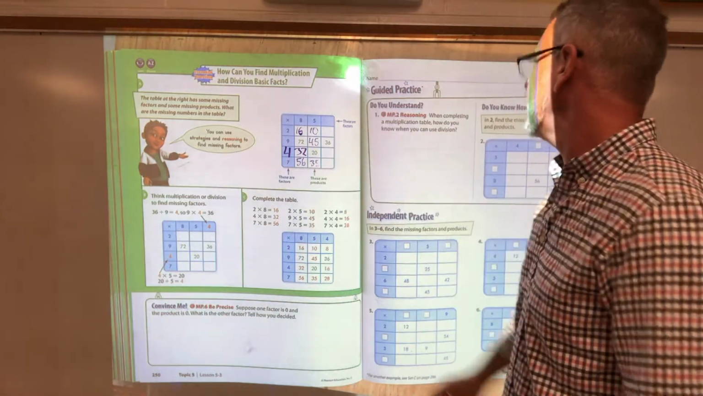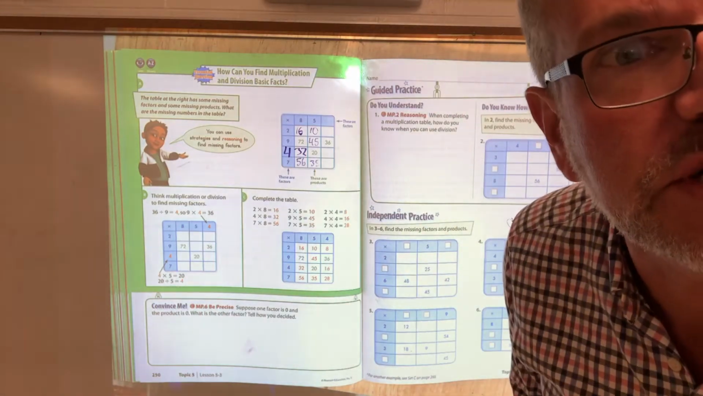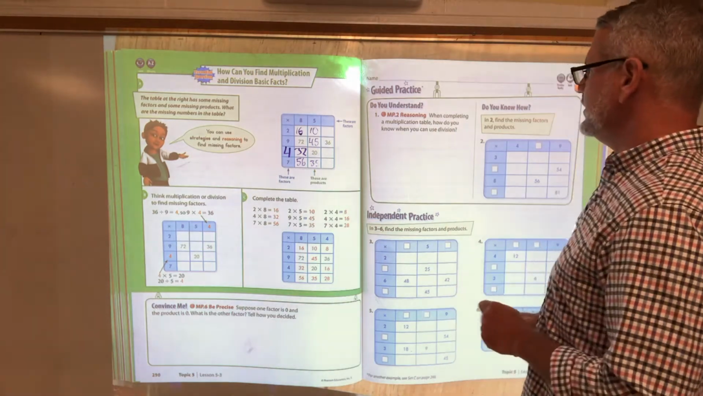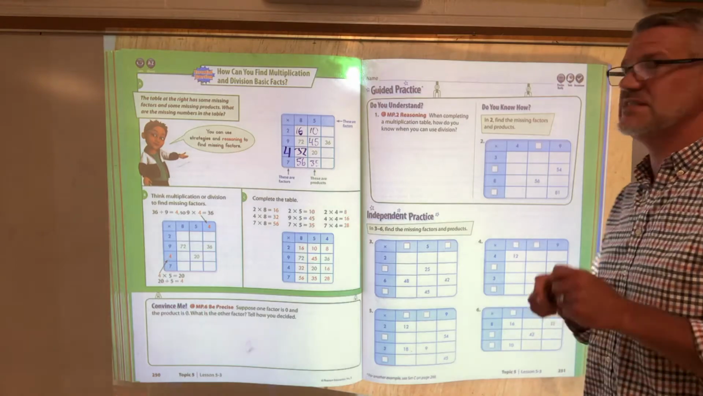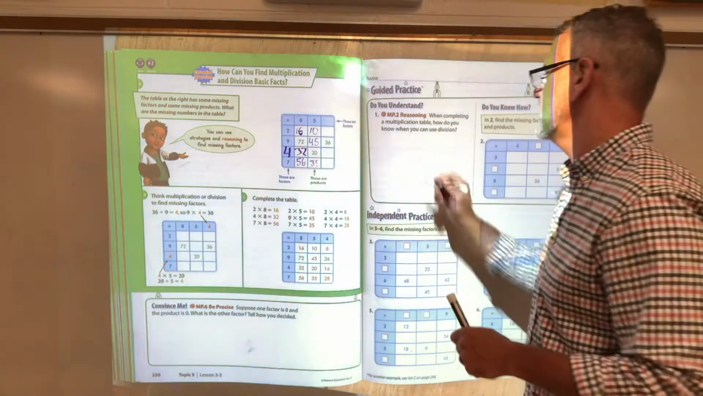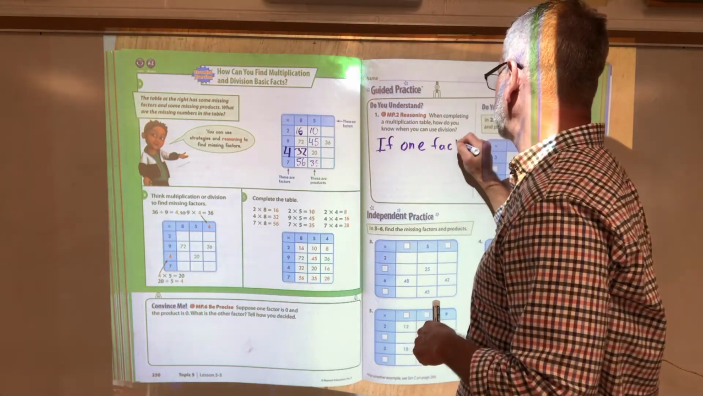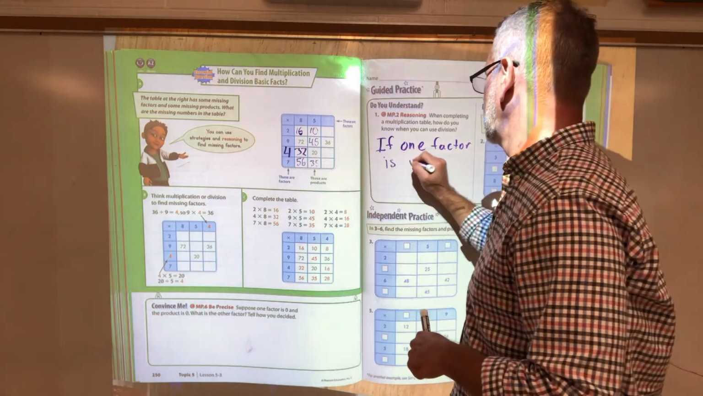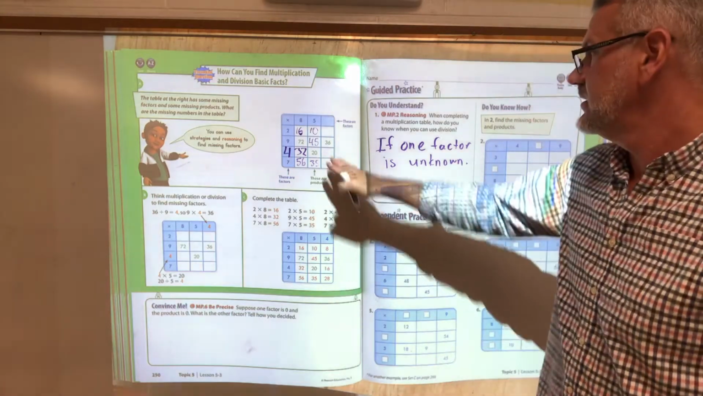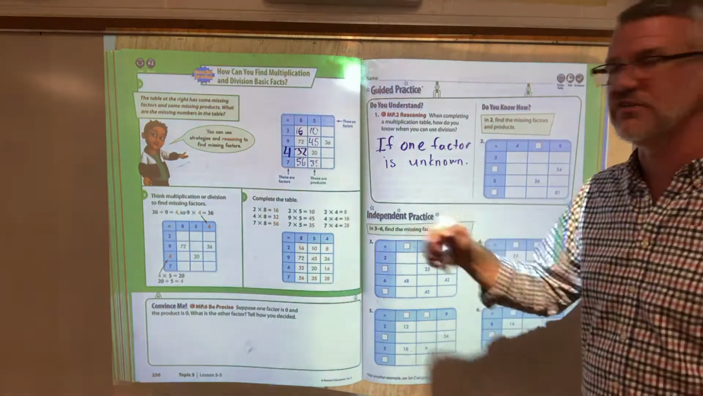Let's just jump right over here to the do you understand? When completing a multiplication table, how do you know when you can use division? Well, if one of the factors are missing, you've got to use division. So let's say if one factor is unknown. If you know the product, but you don't know one of the factors like we did here, you can use division to figure that out.